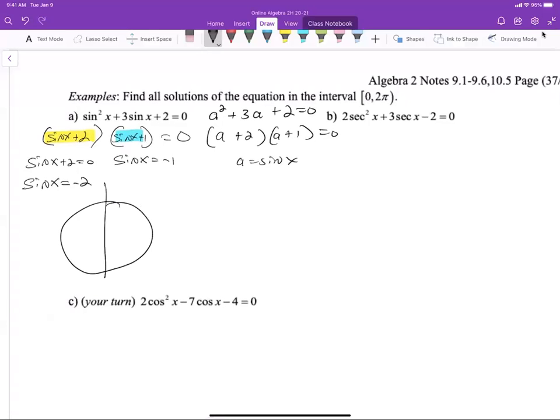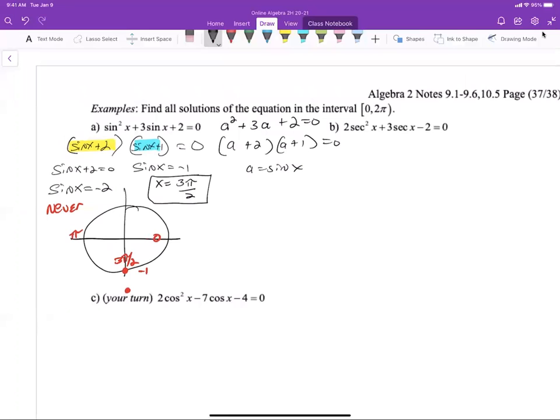Where on the unit circle is my y value negative 1 or negative 2? Well, negative 2: the farthest y gets is negative 1, negative 2 is out here, so this is never. There's no solution for that. How about negative 1? Well, this is 0, this is pi, this is 3 pi over 2. So the values of x that make this true, what angles? That is 3 pi over 2. And that is the only solution.